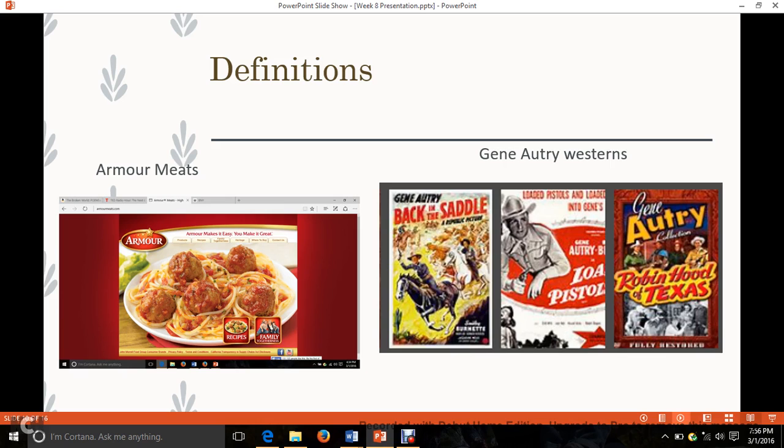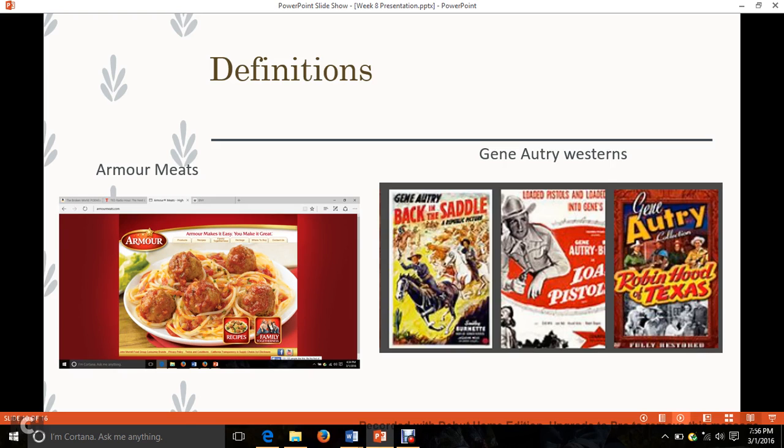Think things like bologna and canned ham, that kind of stuff. But they also do frozen stuff now. So this is actually their website. They're still a company, and you can go on and order food from Armor Meats, or you can go to the grocery store and find food from Armor Meats. So it's still there.